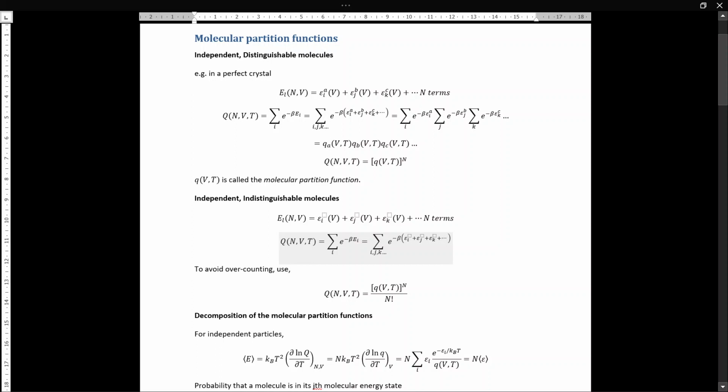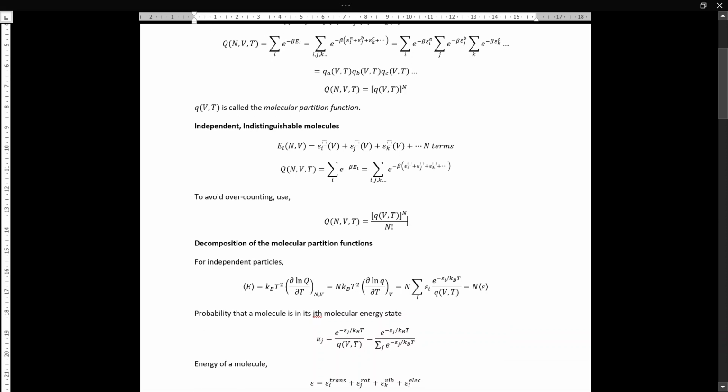But if I cannot distinguish these molecules and I keep doing that summation over and over again, as I had done over here, I would have overcounted my states. And to avoid overcounting, the prescription that is given is to divide by n factorial. One can debate about this and learn it in more detail, but for this course it's enough to know that when you have indistinguishable independent molecules, you need to use q to the power n divided by n factorial.